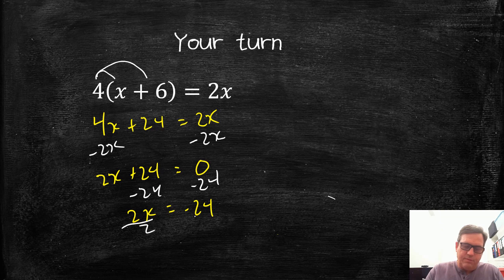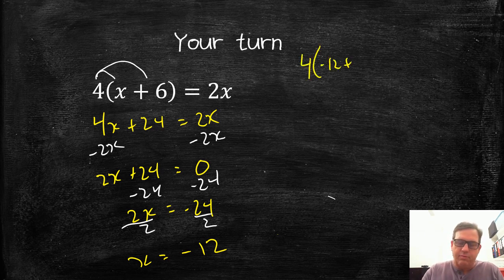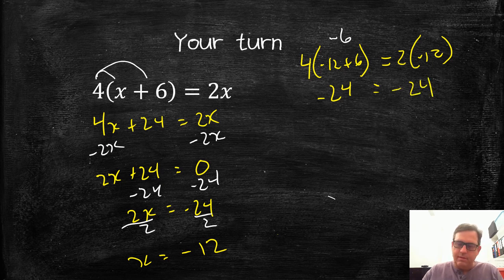Divide by 2. x equals minus 12. Again, we can check it. 4 times minus 12 plus 6, does that equal 2 times minus 12? Well, minus 12 plus 6 is minus 6, times 4 is minus 24, and 2 times minus 12 is minus 24. It works, our answer is right.